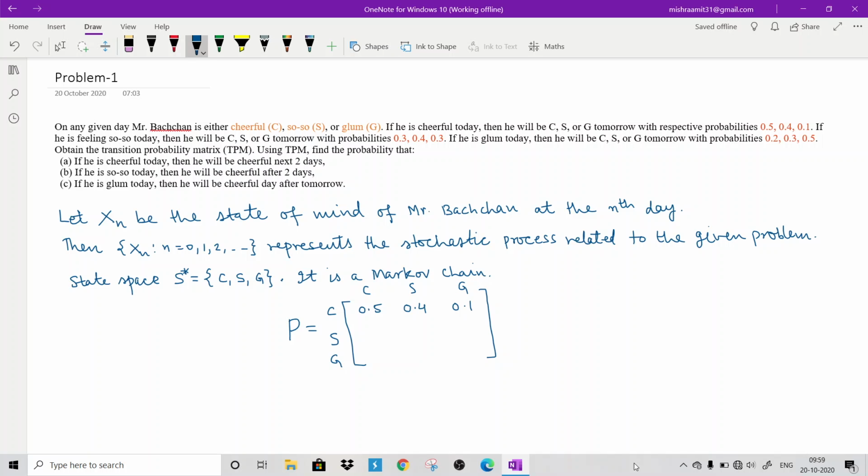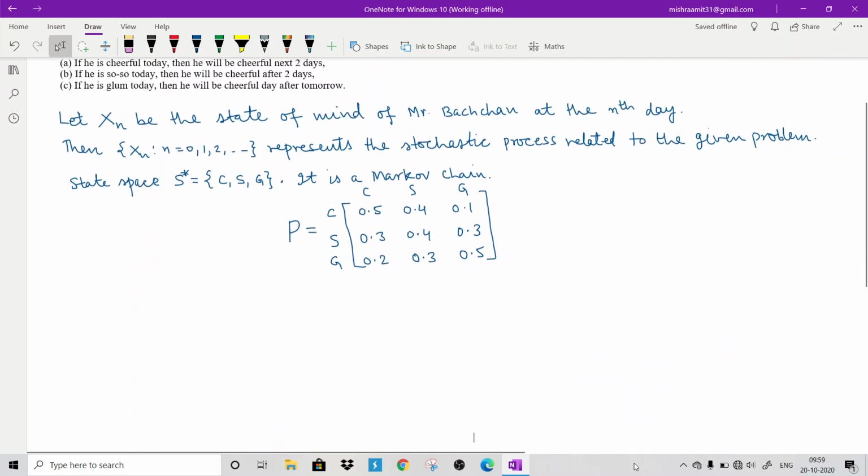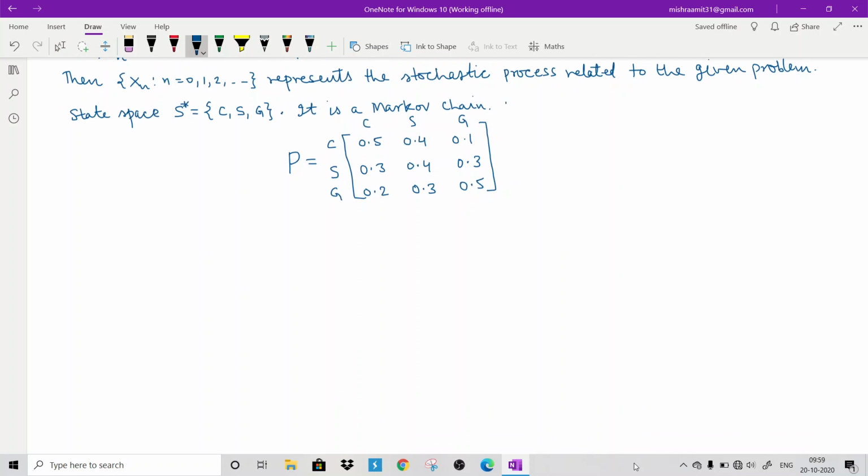And then if he is feeling so today, then he will be C, S or G tomorrow with probabilities 0.3, 0.4 and 0.3. If he is glum today, then he will be C, S or G tomorrow with probabilities 0.2, 0.3 and 0.5. So this is our transition probability matrix. So the transition probability matrix is given by this.